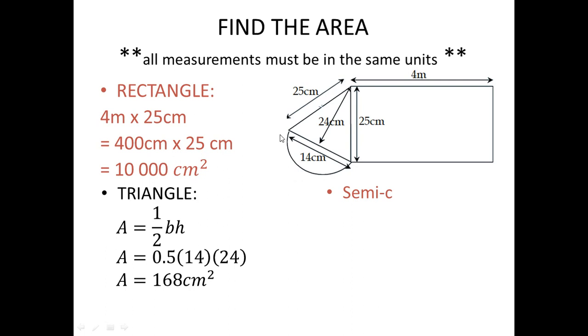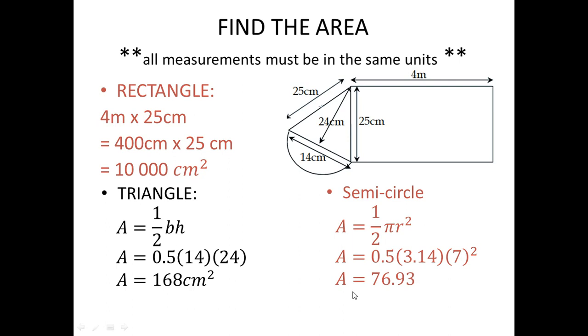Finally, I'm going to take the semicircle. Now, a circle is pi r squared, but since it's only half of the circle, I'm going to take half pi r squared. So I rewrite half as 0.5 times 3.14 times 7 squared. Multiplying it all together gives us 76.93 centimeters squared.